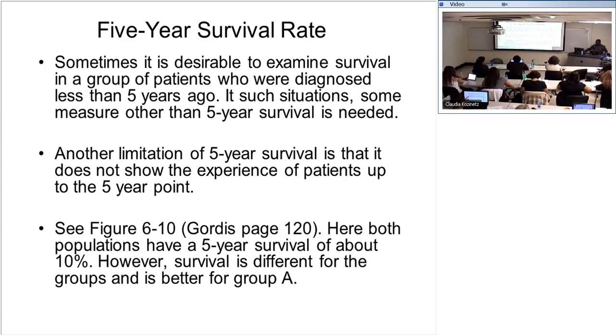Another limitation of the 5-year rate is that it does not show the experience of patients up to the 5-year point. If you follow so many people for 5 years, at the end of the day you might only see 3 alive in this group. So let's say there are 2 kinds of treatment. I'm going to show you the example here and then we'll talk about it.